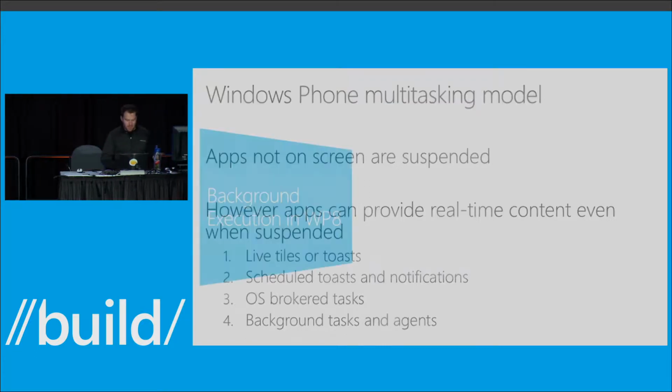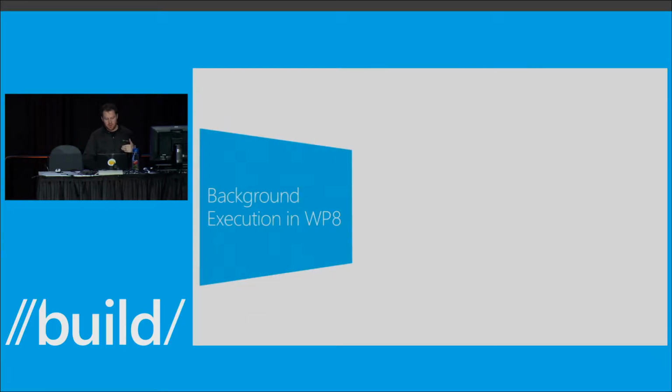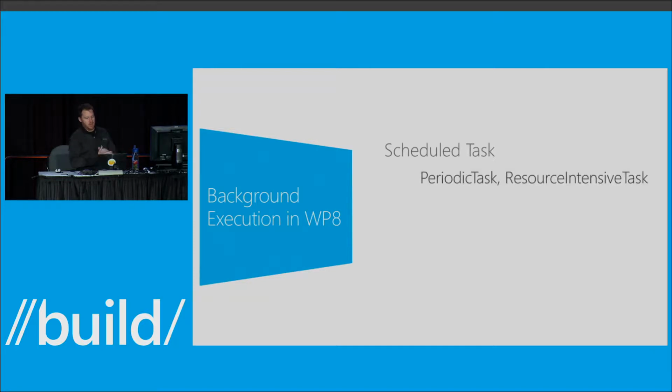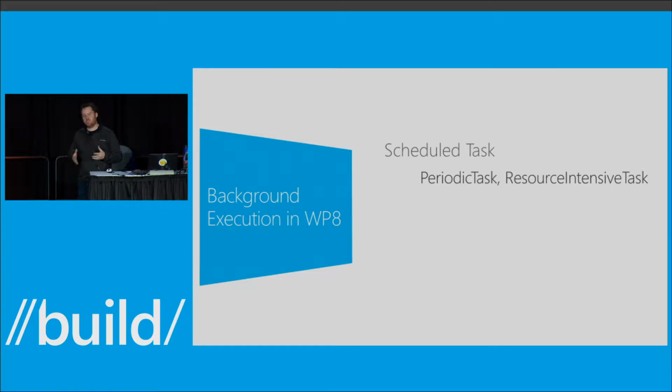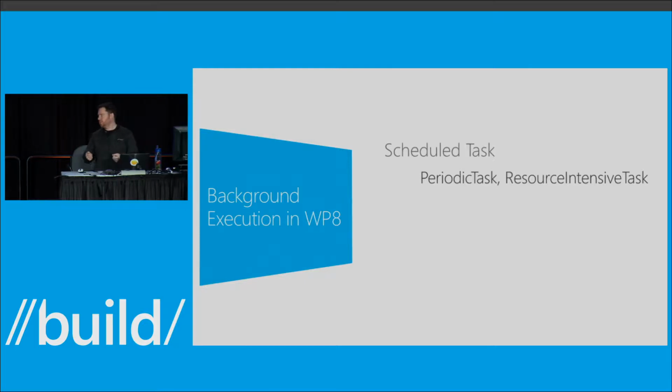If you've done this kind of stuff on Windows Phone 8 before, you're familiar with the scheduled task as the go-to background execution unit on Windows Phone. The periodic task would fire about every 30 minutes for about 25 seconds, so a very limited amount of time that it could run, not much control over when it would run. And the resource-intensive task would fire when your device was plugged in and charging on Wi-Fi, and run for a little bit longer so that you could download data, you could sync data if you wanted to do that.